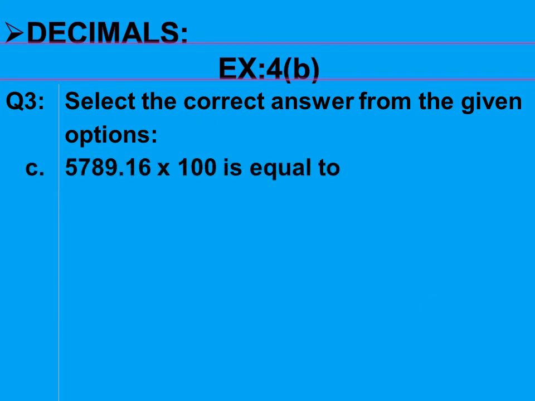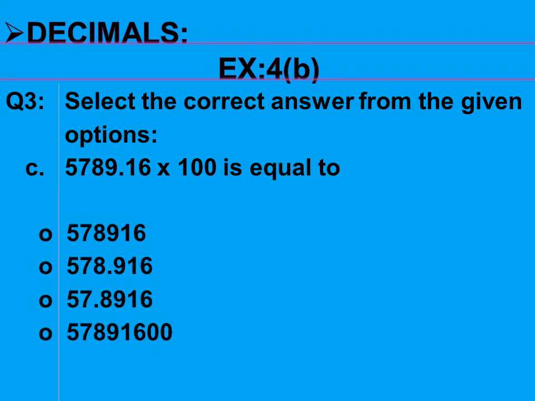Now we will move to the next part, part C. 5789.16 multiplied by 100 is equal to. 4 options are given. Simply we will move this decimal point 2 digits to the right. Then we will get the answer that is present in the first option. Okay. So the first option will be our correct option.